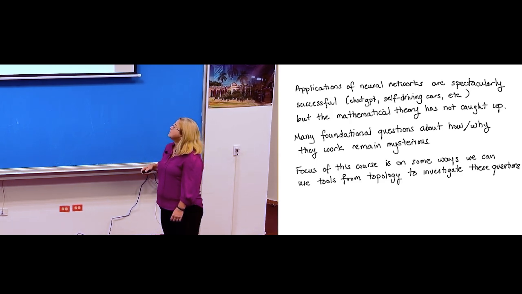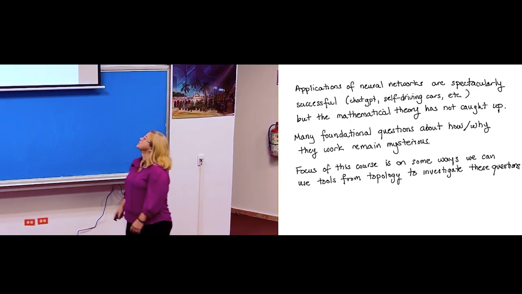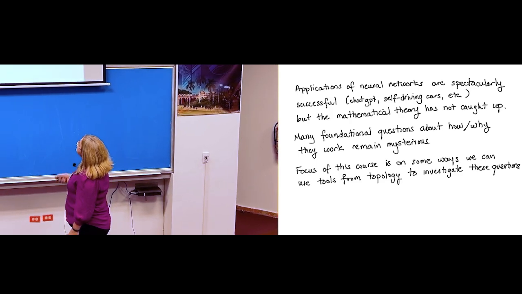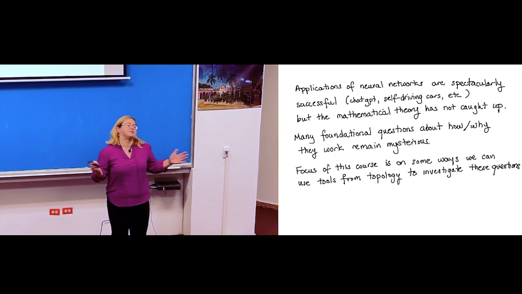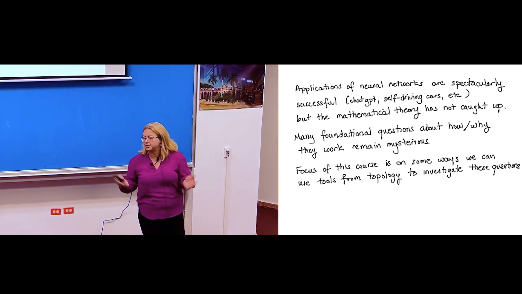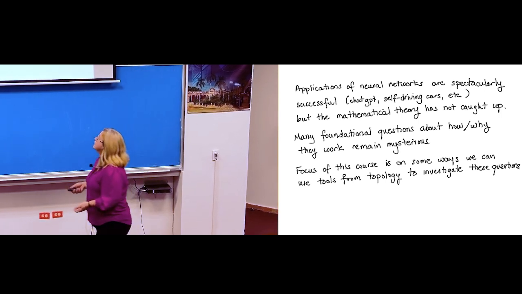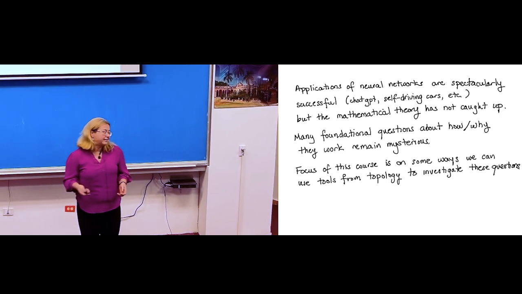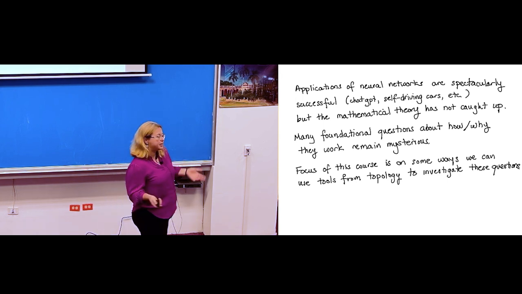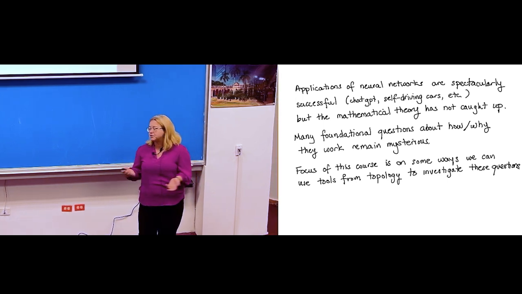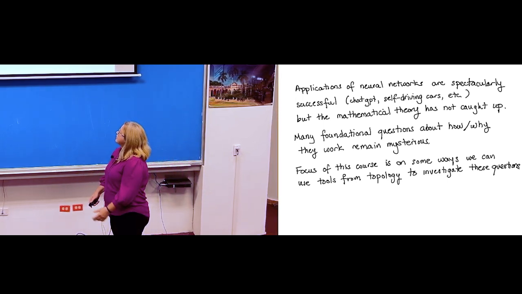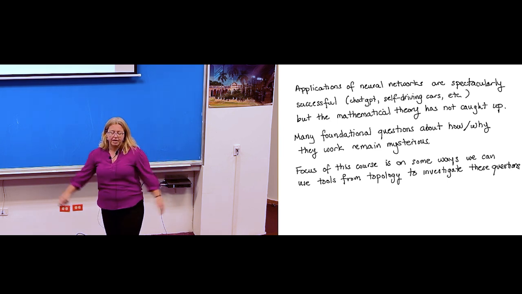Okay, so here's the intro to what this course is about. Neural networks have been extremely successful recently. You've probably all experienced them in some way. Neural networks are responsible for things like ChatGPT and self-driving cars, image recognition, new ways to do protein folding, chemistry things. They're just everywhere.